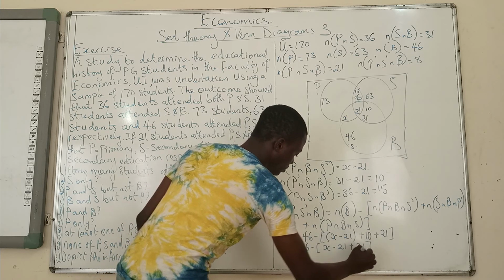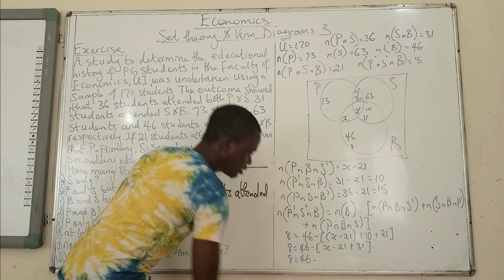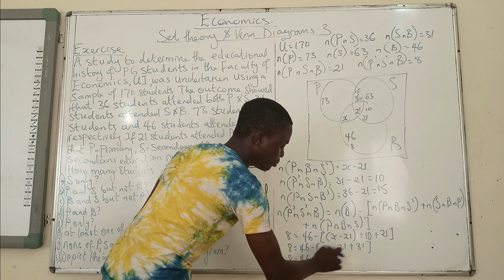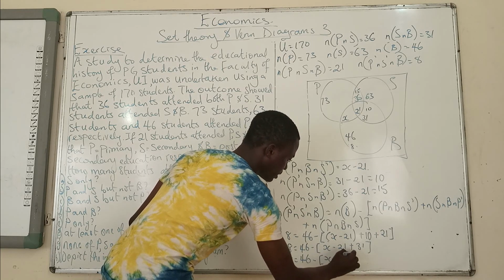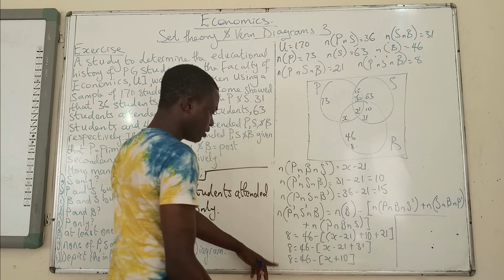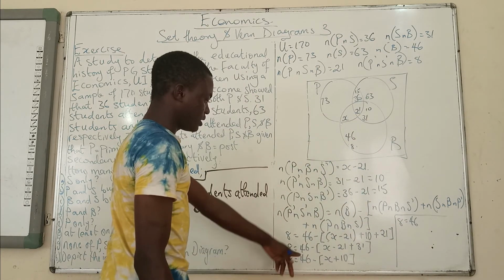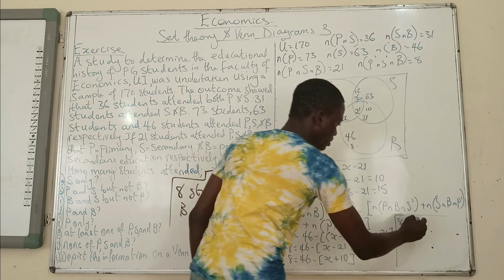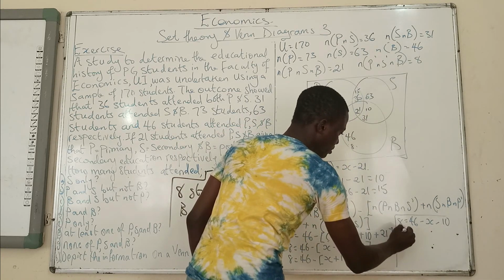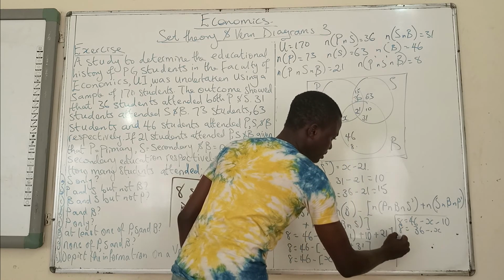So 8 equals 46 minus x minus 21 plus, this is going to give us 31. Alright, so 8 equals 46 minus x, minus 21 plus 31 is going to give us plus 10. So let me continue the whole thing here; I'll soon erase the board. So 8 equals 46, minus x, minus times this is going to give us minus 10. So 8 equals 46 minus 10, which is 36, minus x. So we bring x to this side, so it becomes a plus.